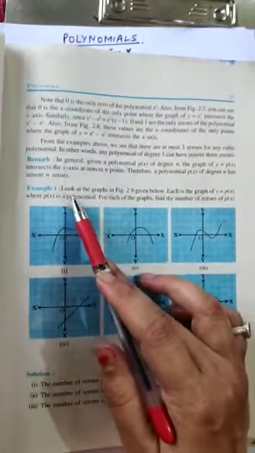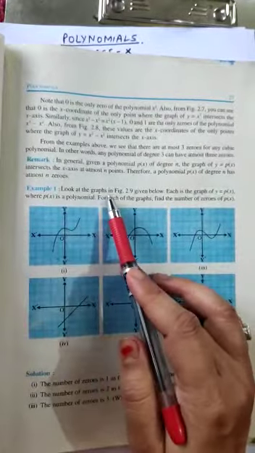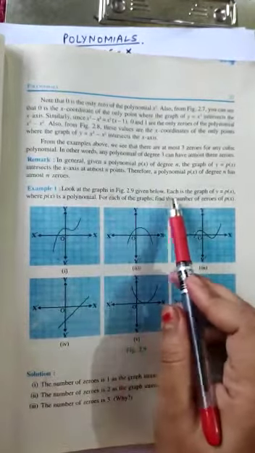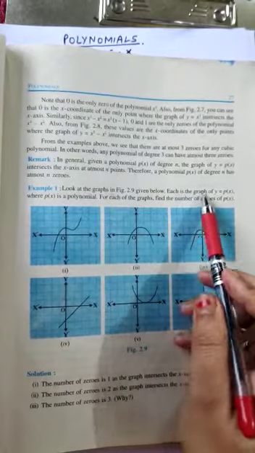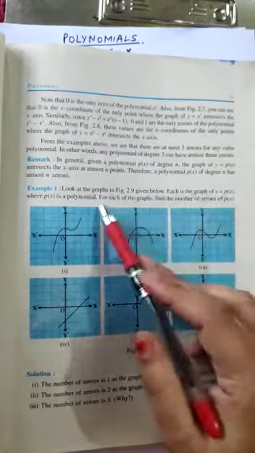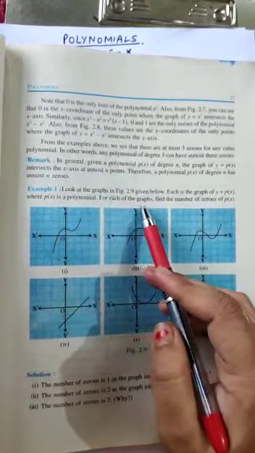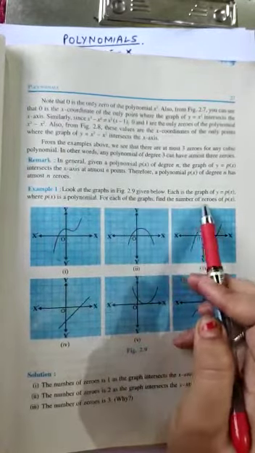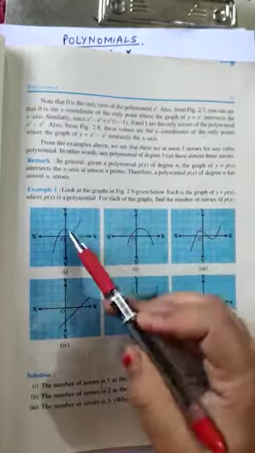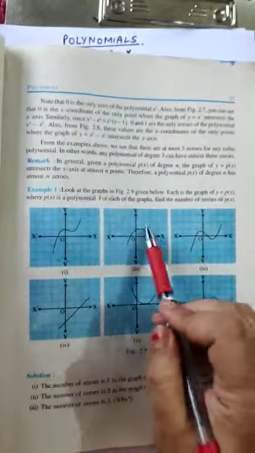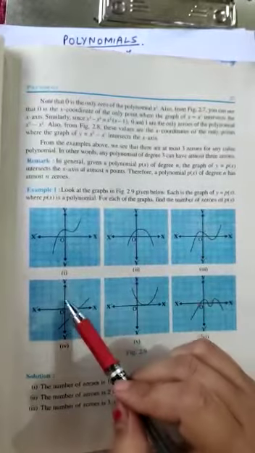Example number 1. Look at the graphs in figure 2.9. Given below, each is the graph of y equals p of x, where p of x is a polynomial. For each of the graphs, find the number of zeros of p of x. Here we have different graphs given. There are 6 graphs and we have to find the number of zeros of these graphs.